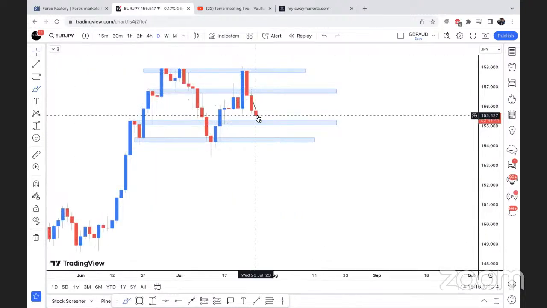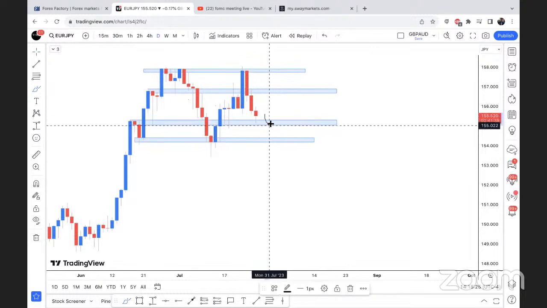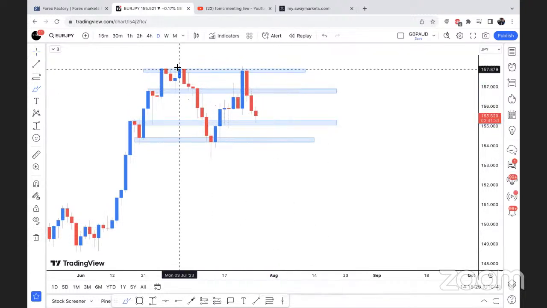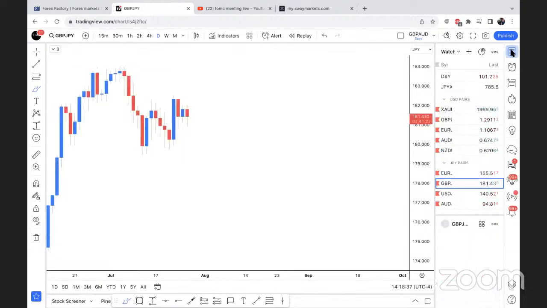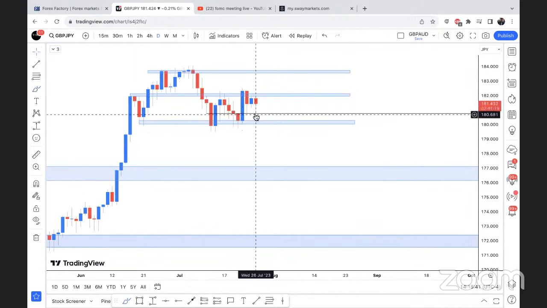All right, so if this daily candle and this 4-hour structure decides to hold right here, this can be the shift that we possibly see, to continue up. GJ, same thing. GJ came down.